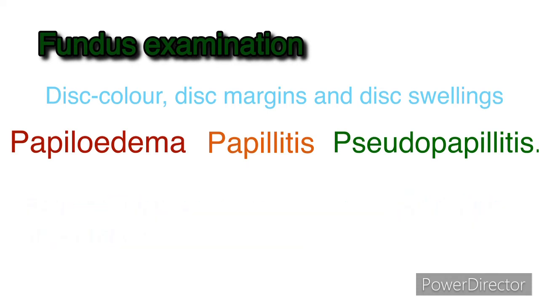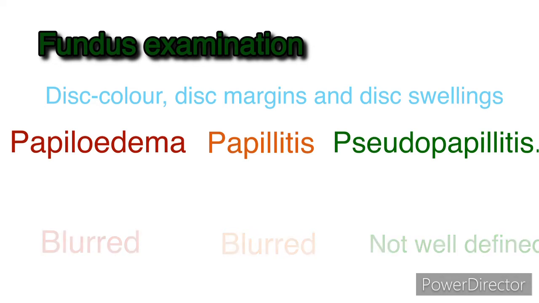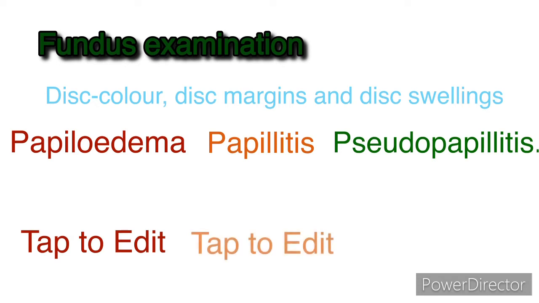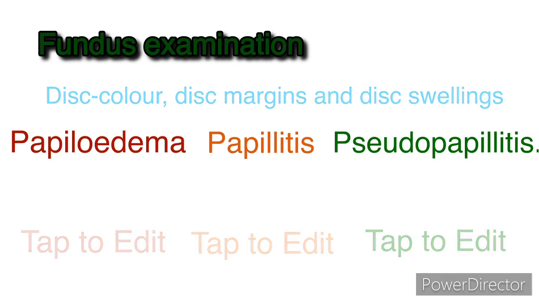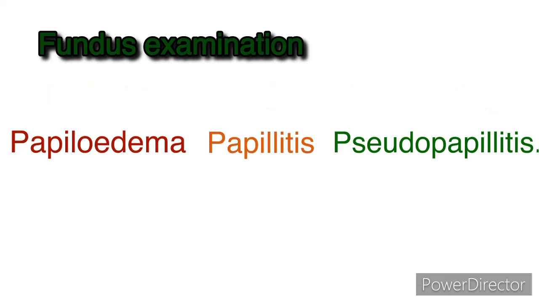Disc margins are blurred in both papilloedema and papillitis, and in pseudopapillitis they are not well defined. Disc swelling: in papilloedema it is 2 to 6 diopters. In papillitis it is usually not more than 3 diopters, and in pseudopapillitis it depends upon the degree of hypermetropia.